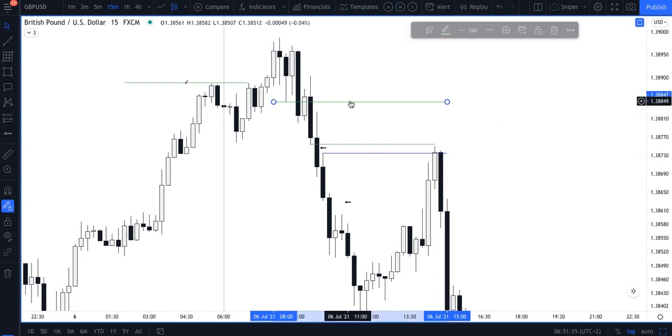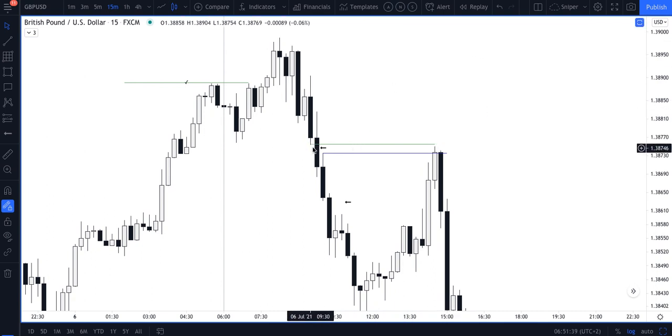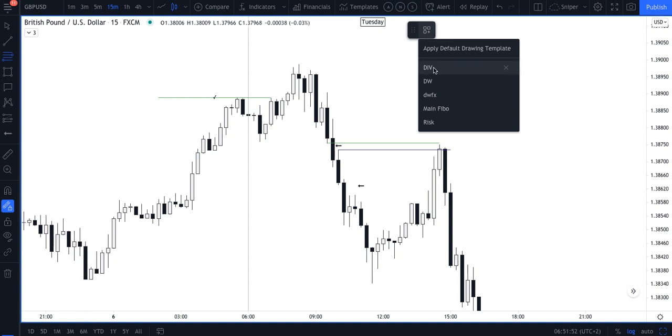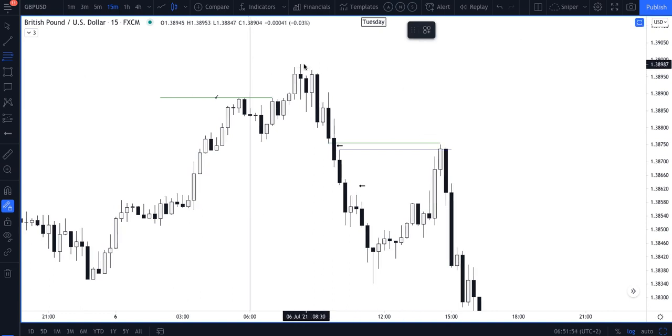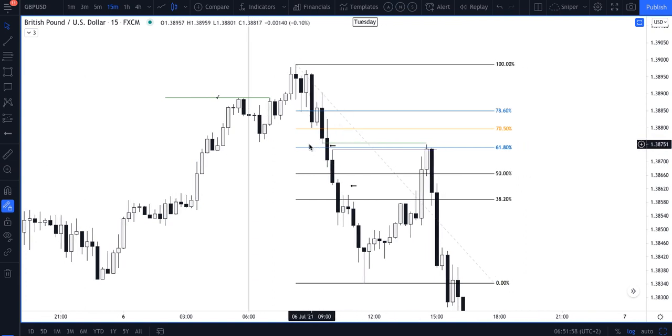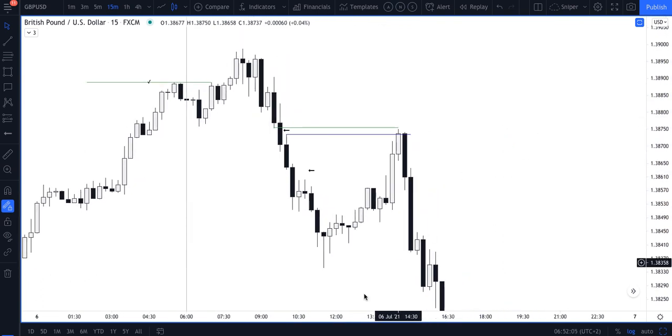Now we created another one inside of that one, which is then the green one. So this is the 50-minute and the 1 hour imbalance all combined. You can see we created this nice pocket for price to reach into. Then also, as an added confluence, you can use the fib from high to low, and we can see that it aligns perfectly with the 61.8%. So there we already have 3 confluences stacked in our favor.